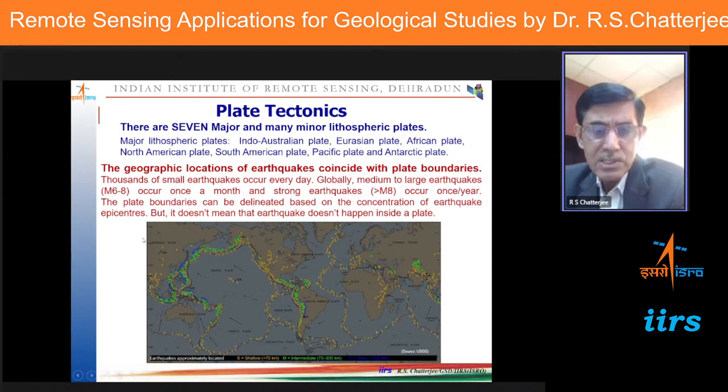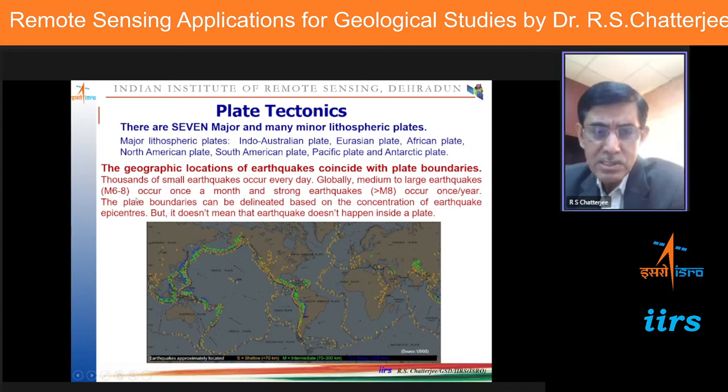Now you see the concentration of the earthquake epicenters basically defines the plate boundaries. And there are thousands of small earthquakes that occur every day. And globally, there are medium to large earthquakes, that means magnitude from 6 to 8. They occur on an average once a month.